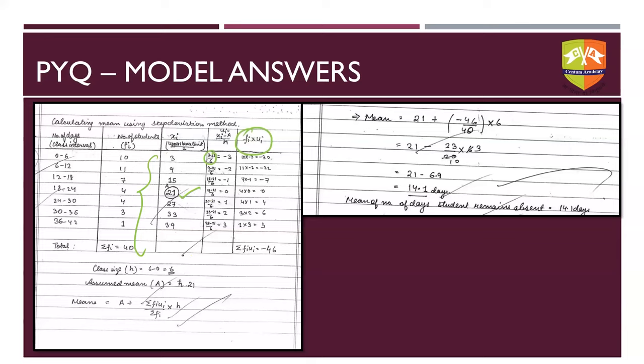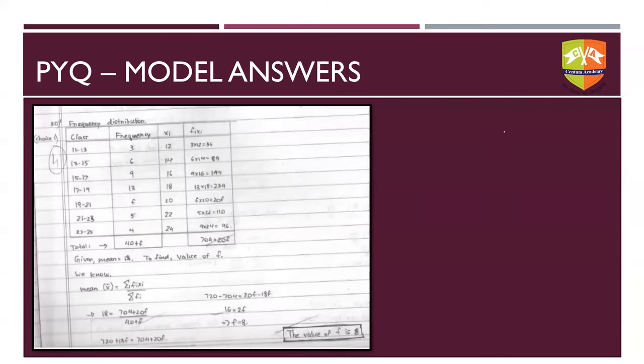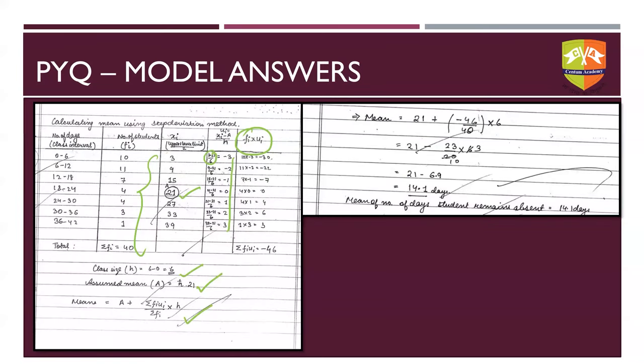if you think you're comfortable doing that, please do write like that. And then, can you please share the attachment? Yes, I will definitely. So class size is again, this assumed mean written down here. Mean is 21 plus minus 46 into 6. Oh, what happened? Yeah, this one. 21 minus 23 by 20 into 63. So like that, every step has been mentioned.